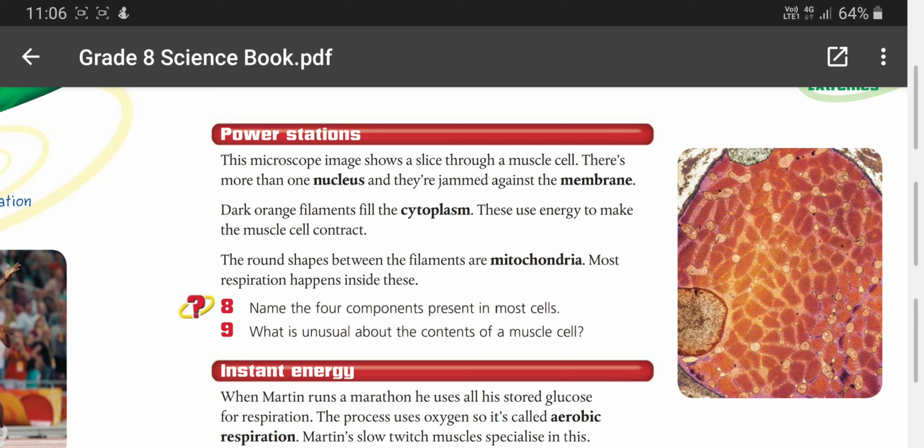So you can find the dark orange filaments inside the cytoplasm. They use energy to make the muscles contract, and this happens when there is a round-shaped material between the filaments, and they are named the mitochondria. The mitochondria are used to produce a huge amount of energy inside the human body.